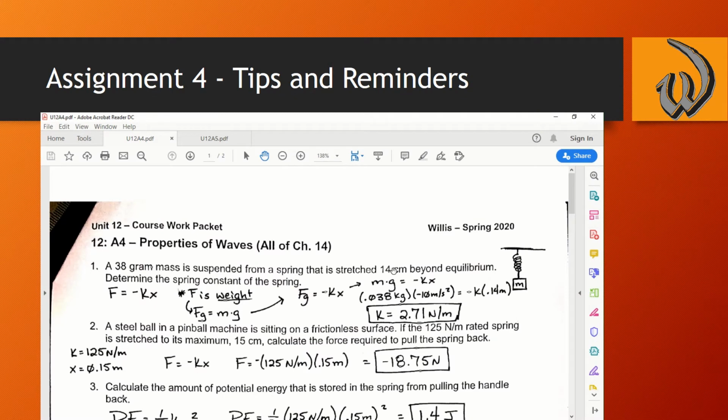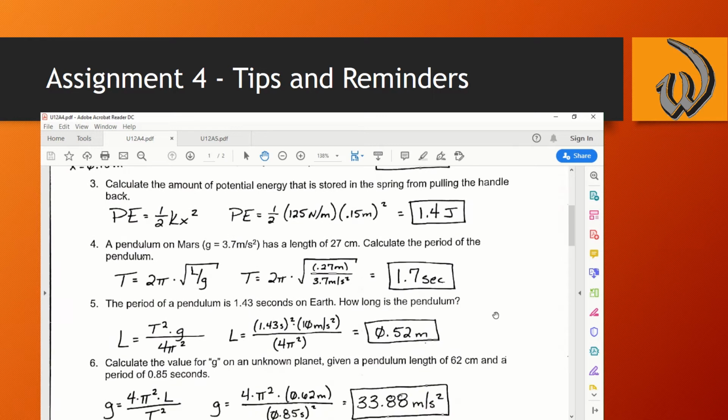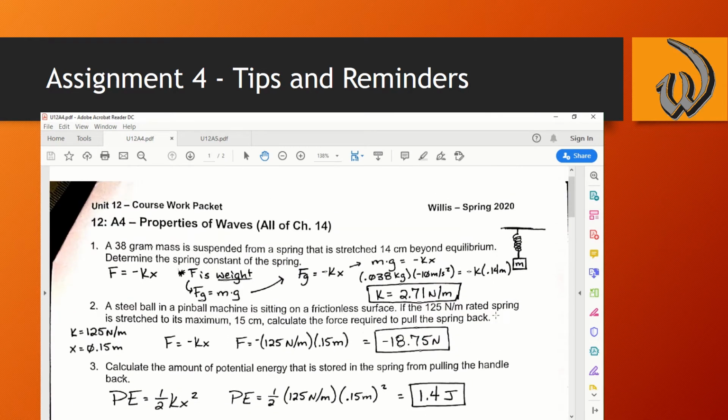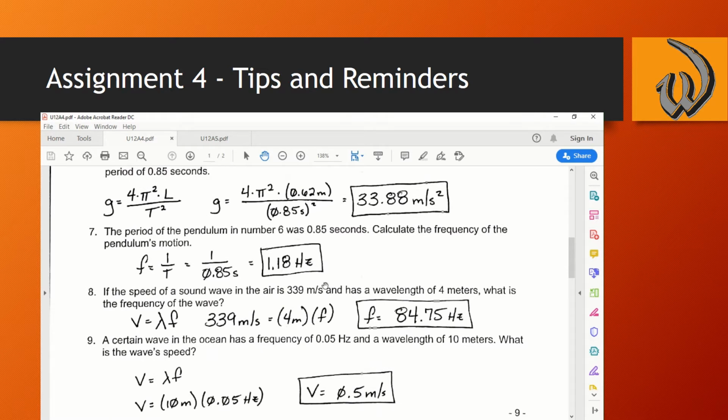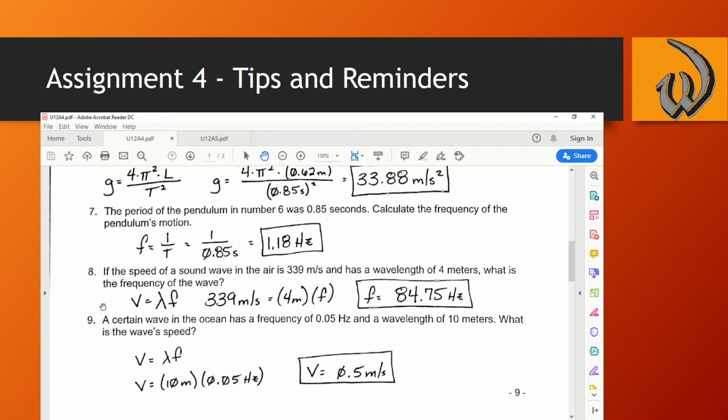So for assignment 4, what I wanted you guys to recognize was obviously we split this unit in half, trying to make it a little bit easier for you guys since we're doing our remote learning shenanigans. But if you guys scroll down and skip over the pendulum and spring stuff, because we've already taken our little mini test on that, you'll get down to either number 7, which you can try because it's just a period versus frequency problem, or number 8.